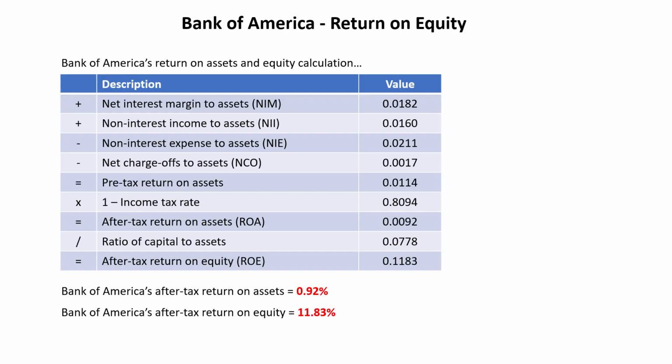How do you get that 1% up? You use a lot of leverage. So we divide the after-tax ROA of about 92 basis points by my capital ratio, which is 7.78%. Now we have an after-tax return on equity of about 11.83%. And this after-tax ROE is going to be the primary driver of bank value.